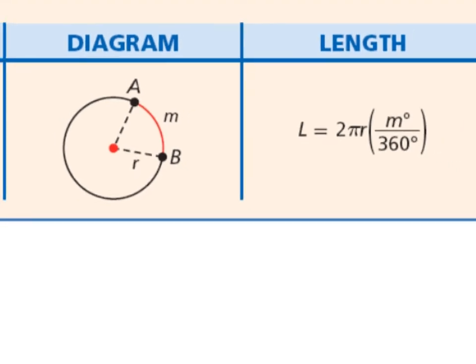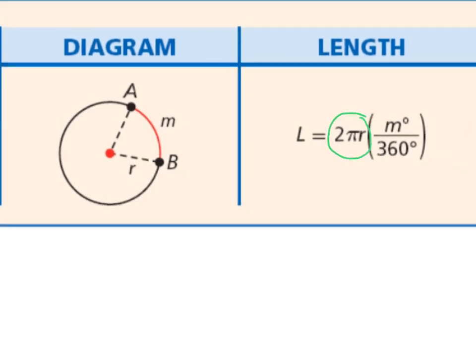In order to do that, we multiply our circumference of the circle times our measure of the arc in degrees divided by 360. So we're pretty much doing the same thing as we were before to find our area of the sector, but now we're using the circumference formula because the arc is just a portion of the circumference of our circle.